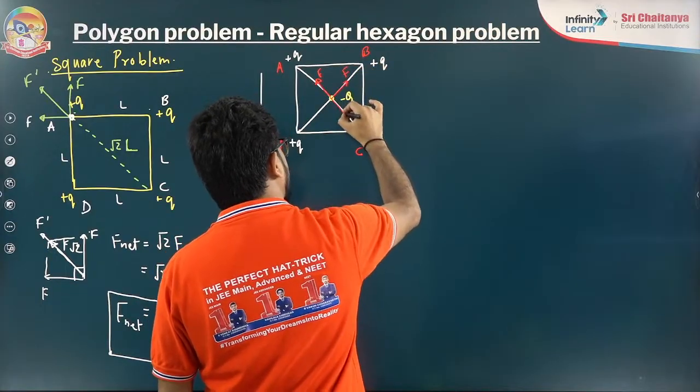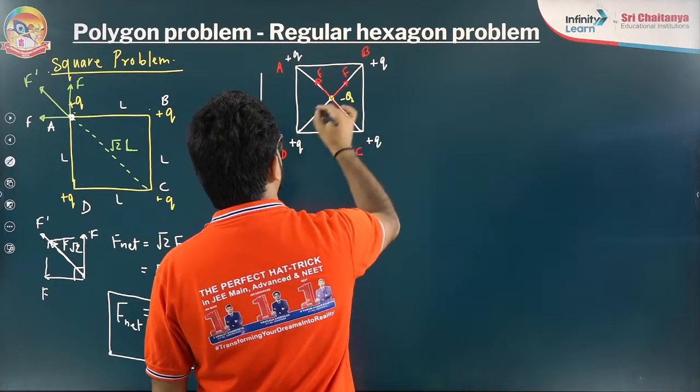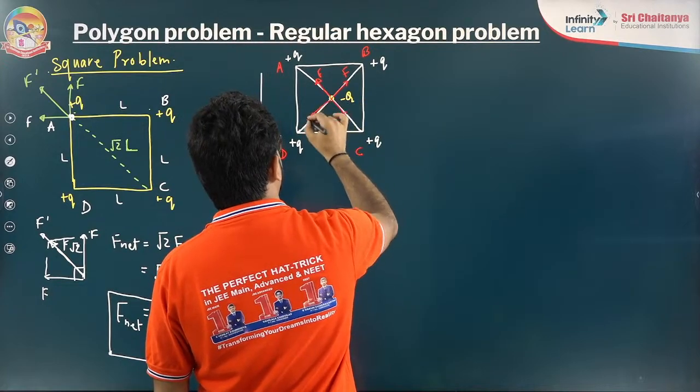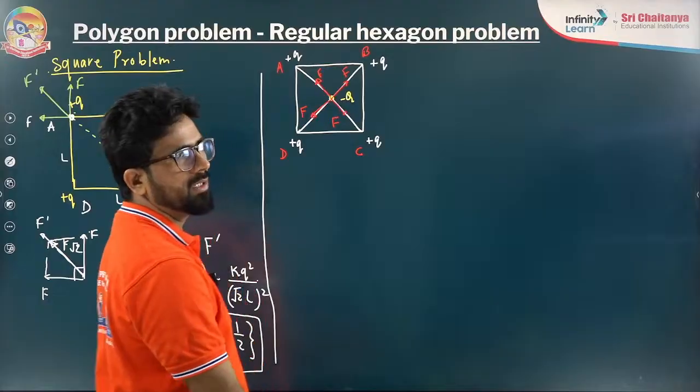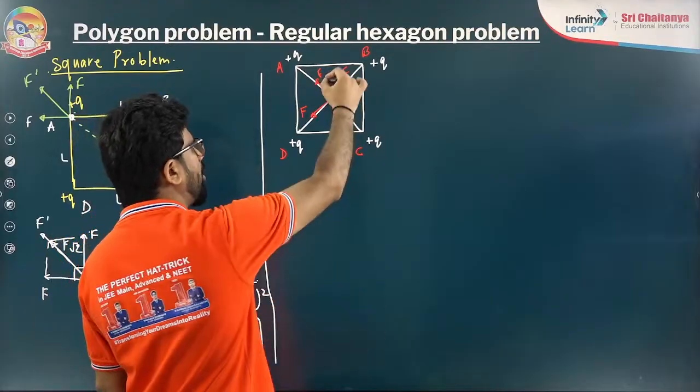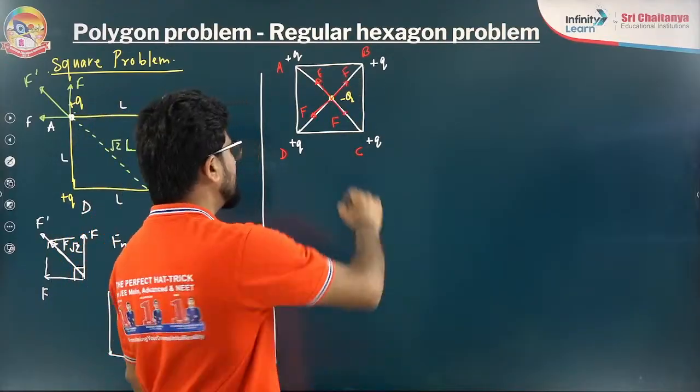Due to C also there is an attractive force, that is also F. Due to D also there is an attractive force, that is also F. Now please focus on the board. These all are equal forces. What is the angle between them?